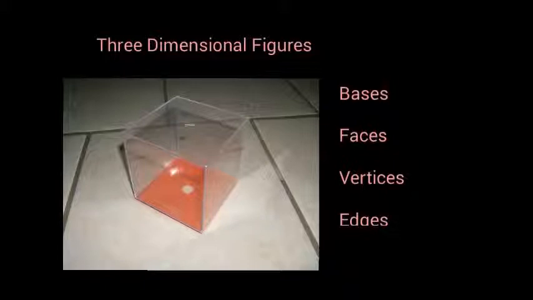Alright, let's talk about three-dimensional figures. So we're going to start off with a cube. The cube has two square bases that are parallel. And my bases in these pictures are always going to be the orange part.